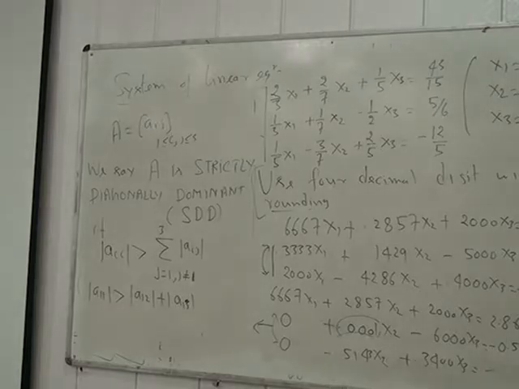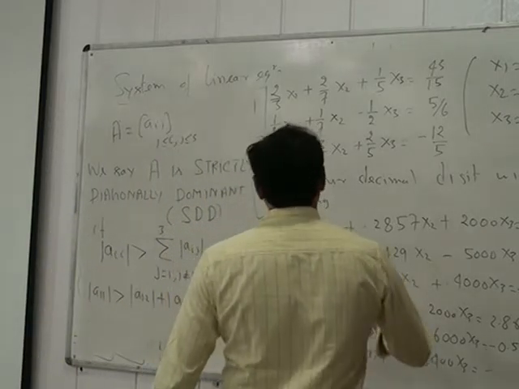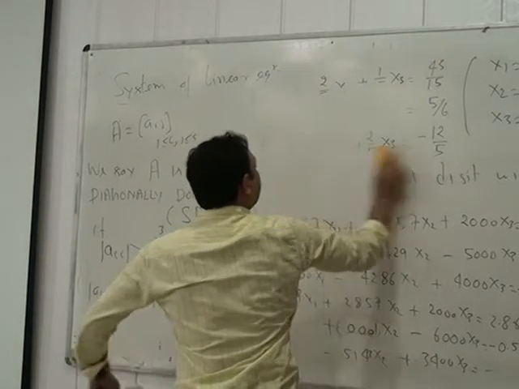Is it clear? Look at the diagonal element. You must take the absolute value, and it should be strictly greater than the sum of the other 2 numbers in that row. That's what is called SDD. With this SDD we have many good results, you will see.